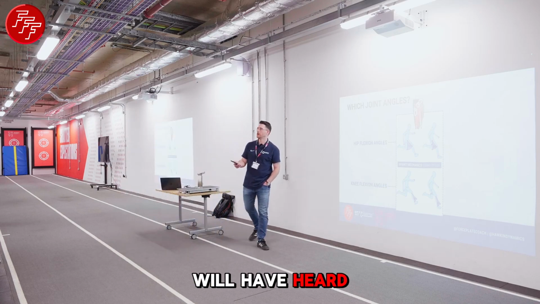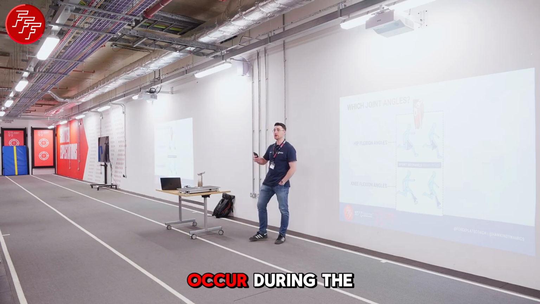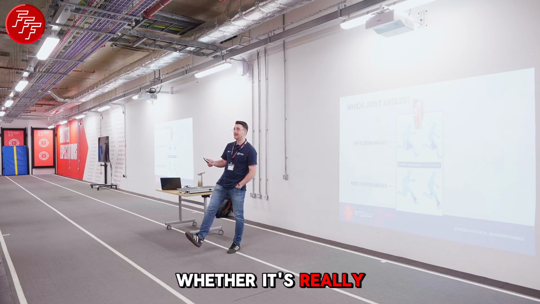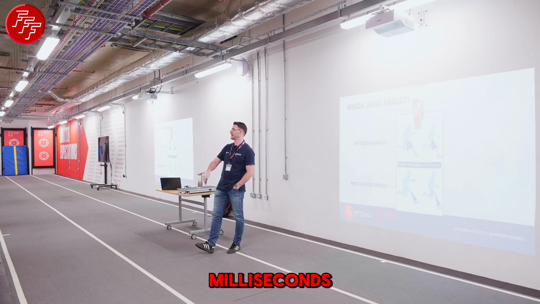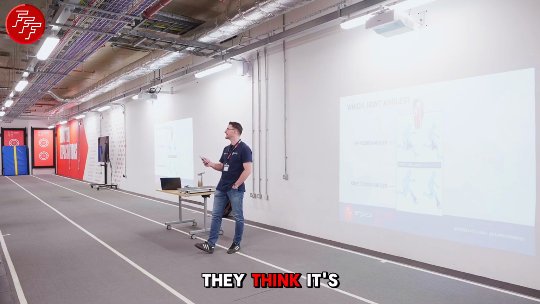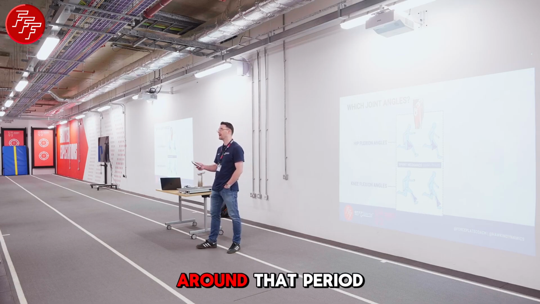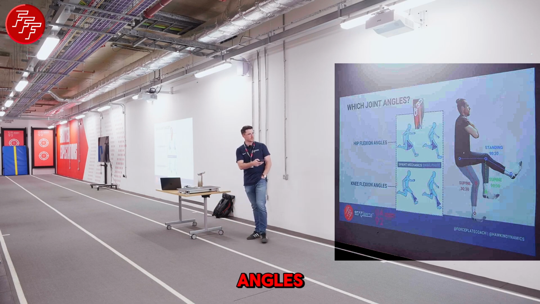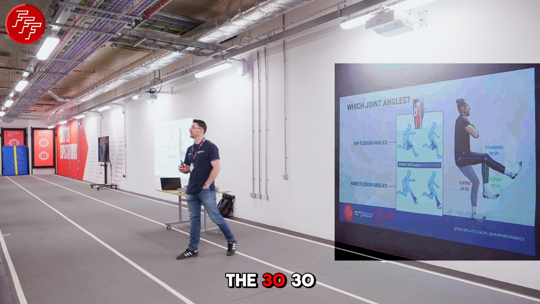Most of you will have heard that most hamstring strain injuries occur during the terminal swing phase of sprinting, but the jury's out as to whether it's really that terminal swing phase or in the first few hundred milliseconds post-contact with the ground. They think it's around about that time, or around that period within the gait cycle. If you have a look at those hip and knee angles, what I've basically done is take the 30-30 supine.